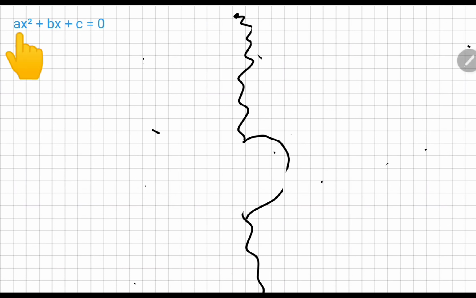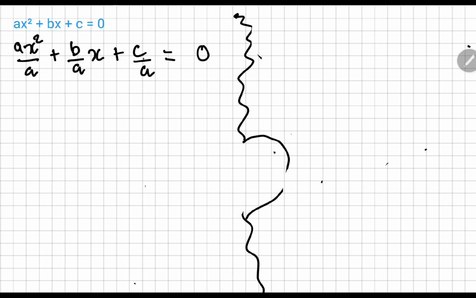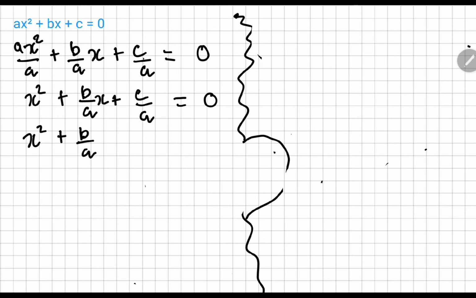So I'm going to have ax squared over a plus b over ax plus c over a is equal to 0. Even if I divide by a, it still remains 0. We're going to remain with x squared plus b over a x plus c over a equal to 0. Move the c over a. x squared plus b over a x is now equal to negative c over a.